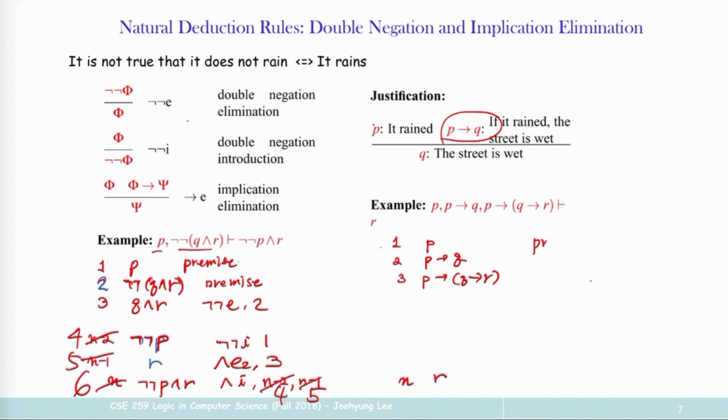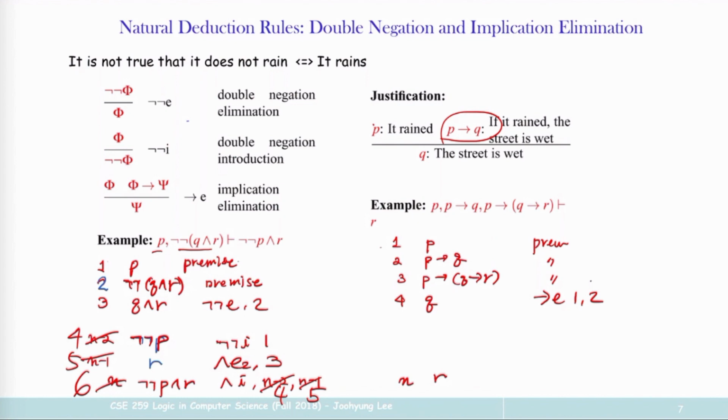Let me write here that these are premises. Yeah, we can derive Q. How? Implication elimination on lines 1 and 2. Line 1 says P is true, line 2 says P implies Q is true, then together you can derive Q. That's the implication elimination rule. So we derive this, implication elimination for lines 1 and 2. Good. What else?